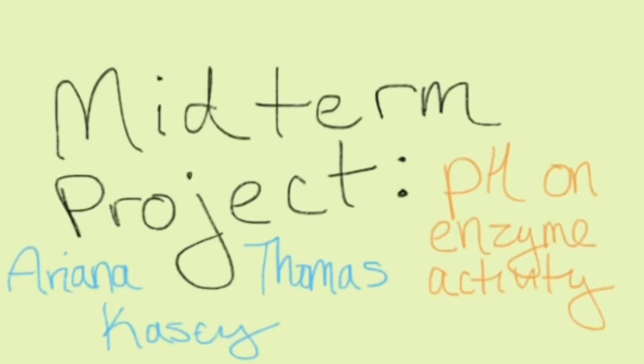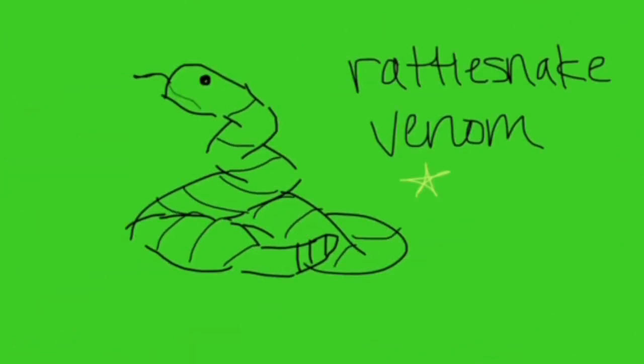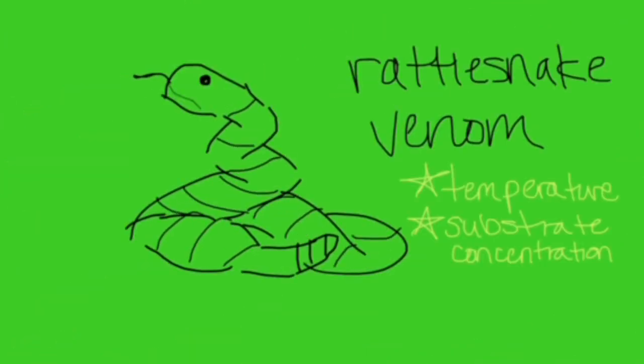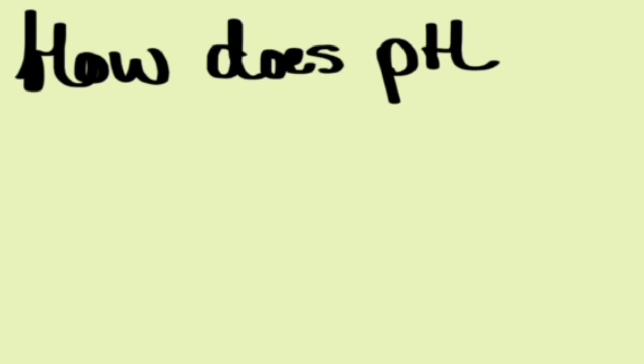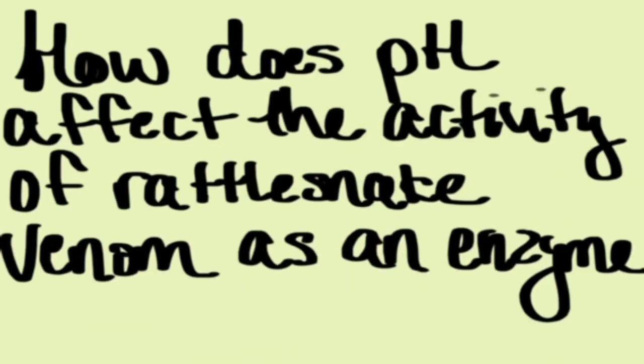Ariana, Thomas, Casey. Our experiment originally simulated rattlesnake venom and how various variables affect enzyme reactivity, such as temperature, pH, and substrate concentration. Our experiment is based on varying levels of pH. Our research question is, how does pH affect the activity of rattlesnake venom as an enzyme to deactivate its target?